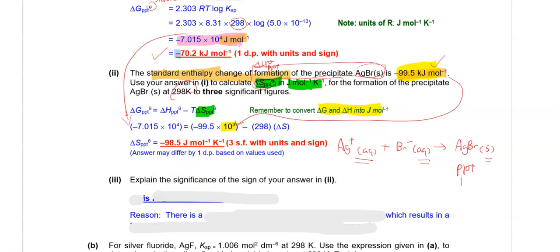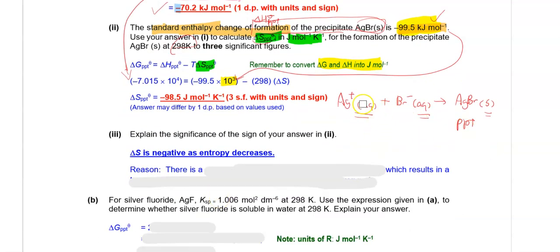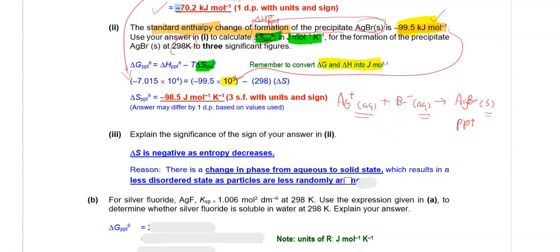So for part 3, let's take a look at the answer. The sign of the answer, delta S, is negative because entropy decreases. What's the reason? Aqueous ions becoming solid. So it's a phase change, from aqueous to solid. Then you may want to go on to explain why that is a decrease. Because when you go from aqueous to solid, there are fewer ways for the particles to arrange themselves. The particles are more regularly arranged, less randomly arranged, and therefore there's less disorder. So that's the answer for B.